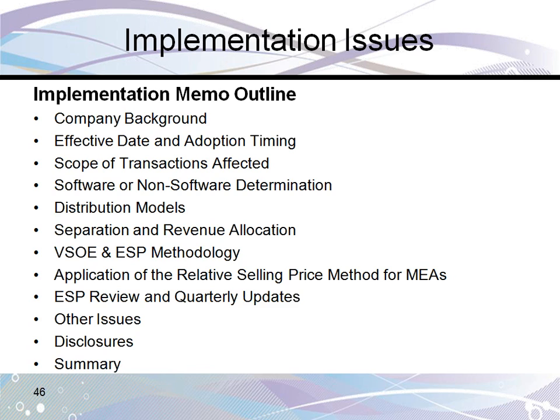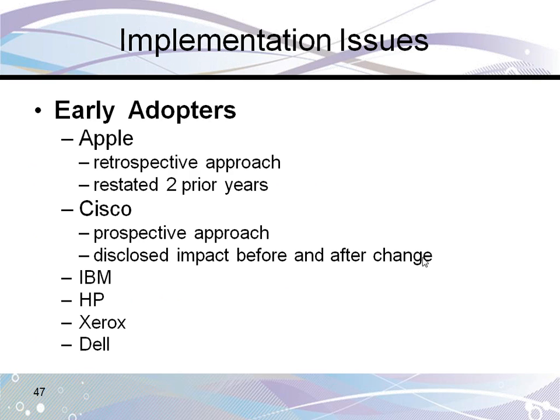In that memo, here's a number of things that you'd want to cover: your company background, when you're adopting, what transactions are affected, how you determine which are software and which are non-software elements, what kind of distribution models you have, how you do the separation and the allocation. Again, how you came up with your VSOE and your ESP and your TPE, how you applied them, how you're going to disclose on it, any other issues that came up in your implementation and that might affect the readers of the financial statements that include this new methodology.